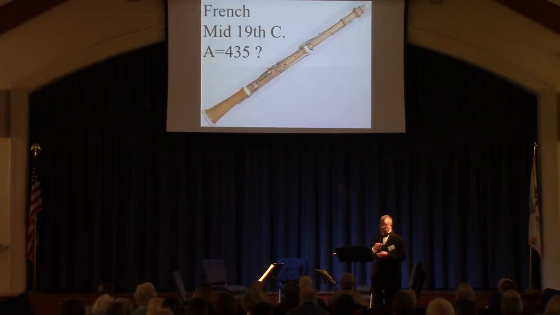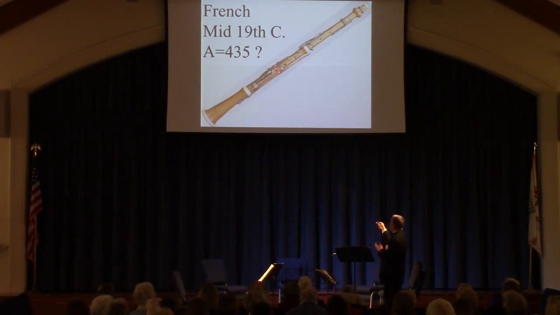Now, here we go to the middle of the 19th century. More keys. Say A435? Yeah, like I said, it's all relative. But you can see the fishtail key is completely gone. More keys all over the place.